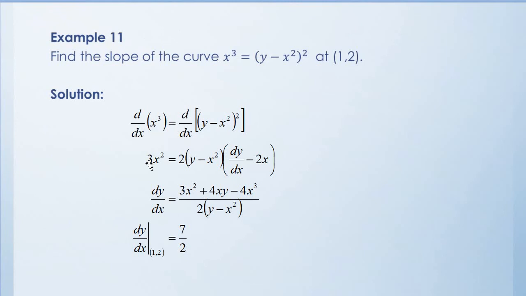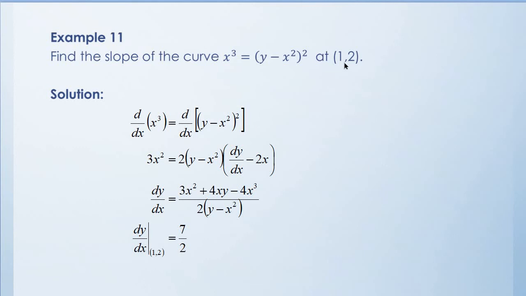So differentiate x power 3 and differentiate (y minus x squared) power 2. Differentiate x power 3, we will have 3x squared. Differentiate (y minus x squared) power 2, then we'll have 2(y minus x squared). Then differentiate y minus x squared, we'll have dy/dx minus 2x. Then rearrange, we will get dy/dx equal to (3x squared plus 4xy minus 4x power 3) divided by (2y minus x squared).